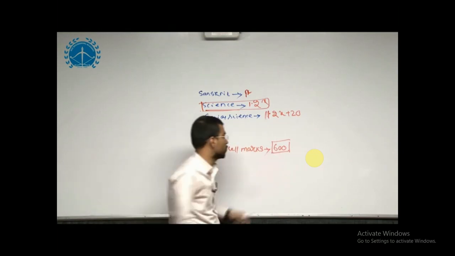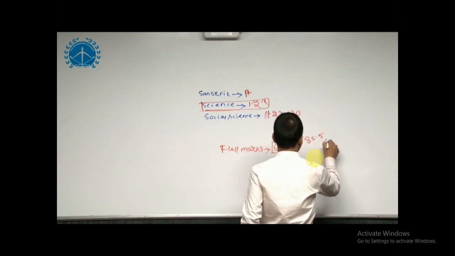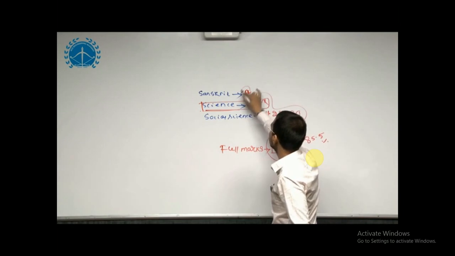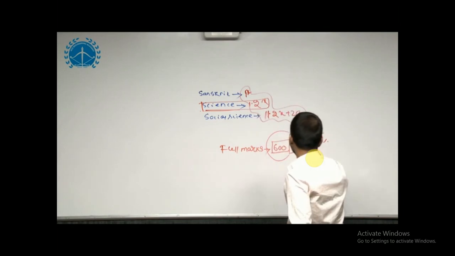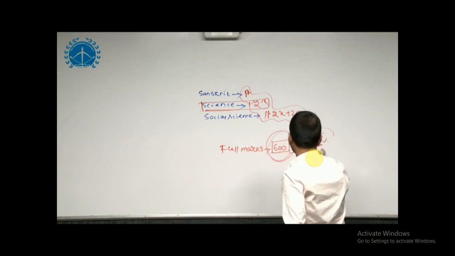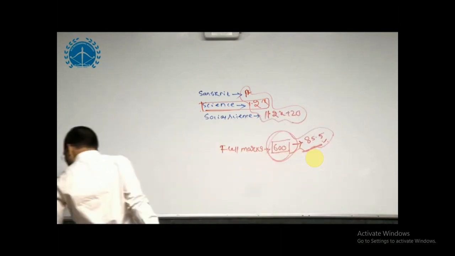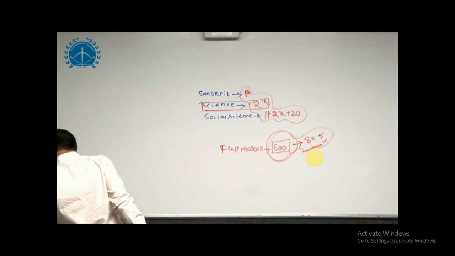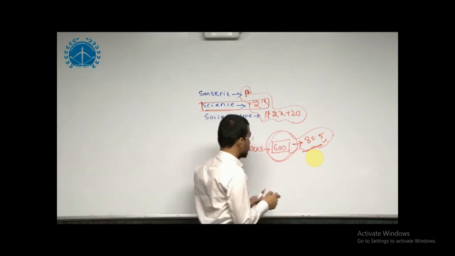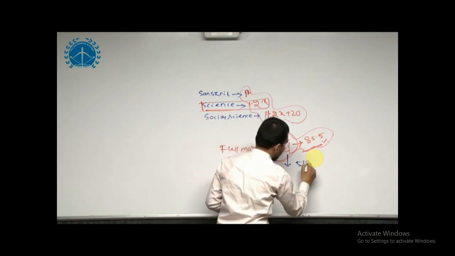What he has mentioned in the question is that 85.5% of 600 is the combination of these three. So I need to calculate 85.5% of 600. If I go for 85.5% of 600, then I get 513. So the total marks scored in these three subjects is 513, which is 85.5% of 600.